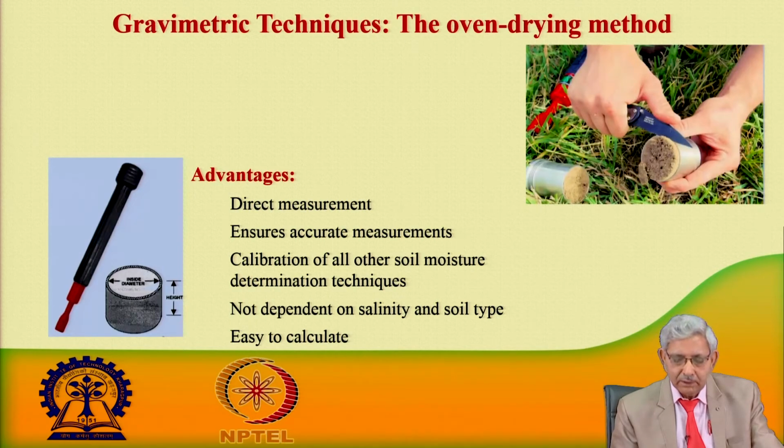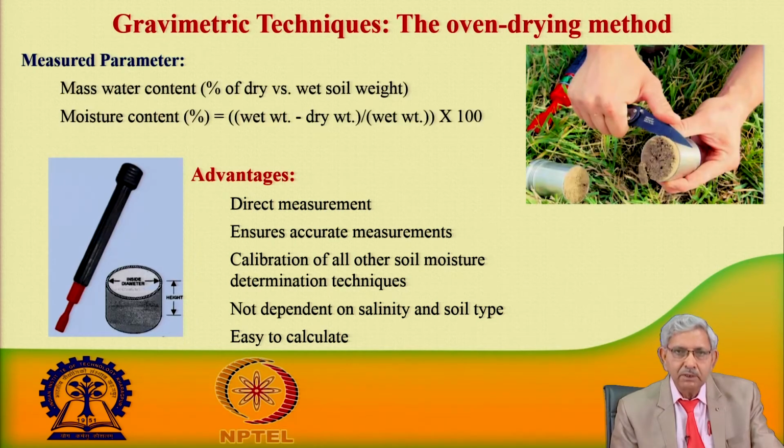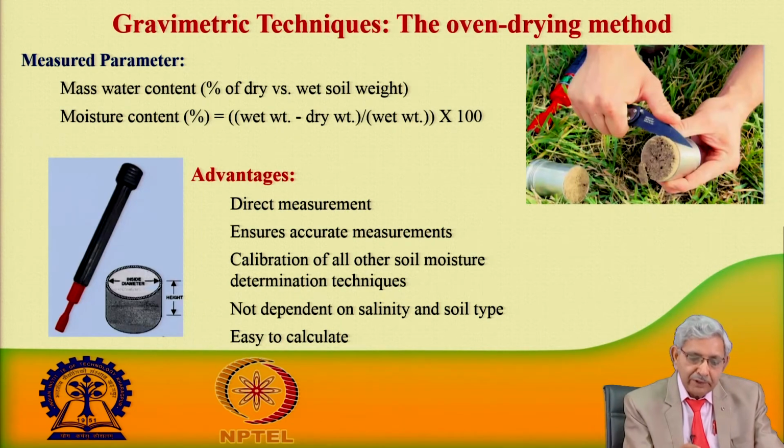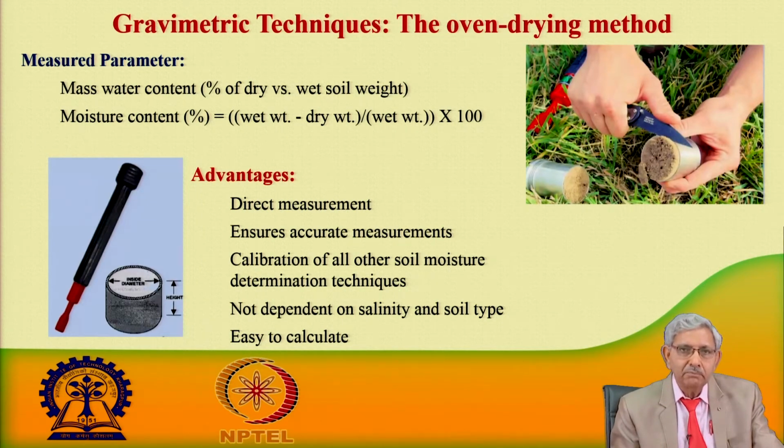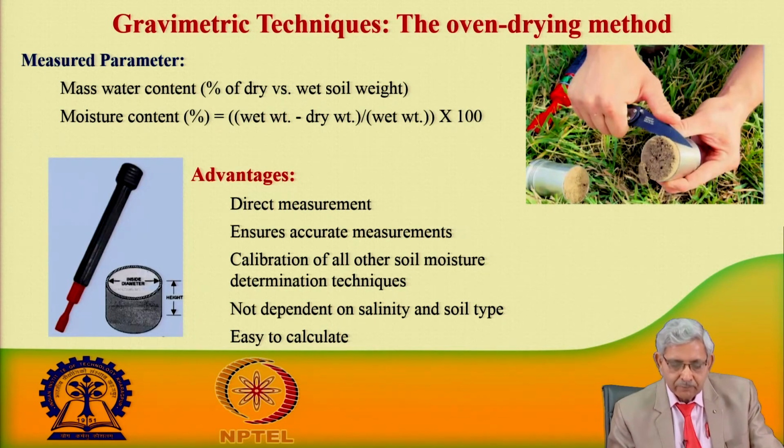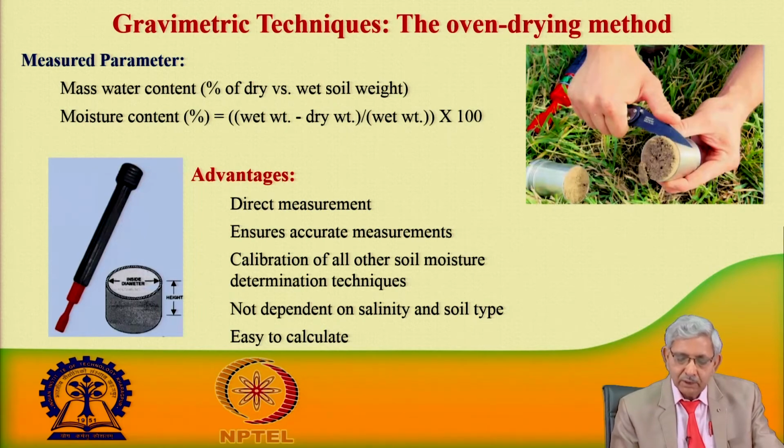The gravimetric method is an oven drying method, which means bringing a sample from the field and finding out the weight of water relative to the weight of the dry soil. We can express the moisture content in percent as the weight of water divided by the weight of the soil. This way one can find out the moisture content in the soil sample.